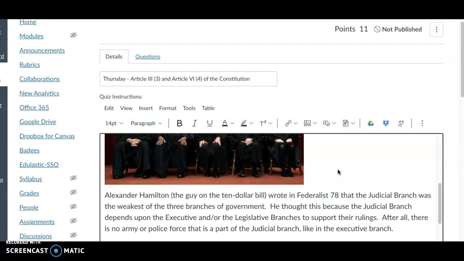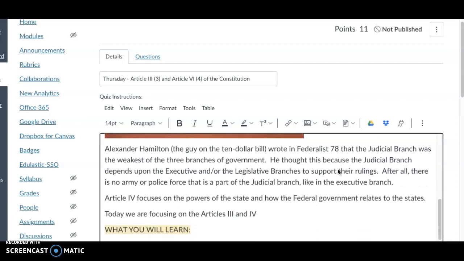After all, there is no army or police force that is part of the judicial branch, like in the executive branch. And also we're going to focus on Article 4 that focuses on the powers of the state and how the federal government relates to the states. So today we're focusing again on Articles 3 and 4.